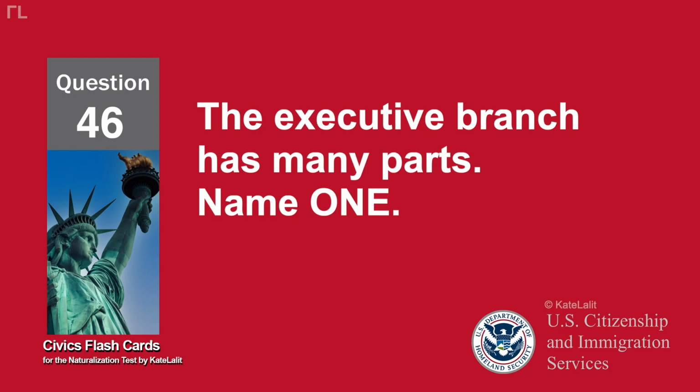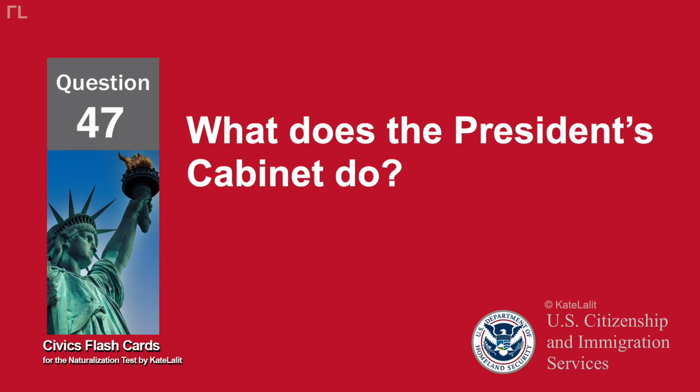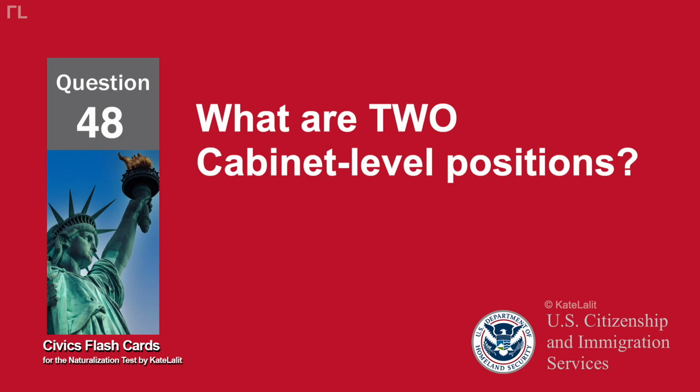The executive branch has many parts. Name one. President of the United States. Cabinet. Federal departments and agencies. What does the President's Cabinet do? Advises the President of the United States. What are two cabinet-level positions?